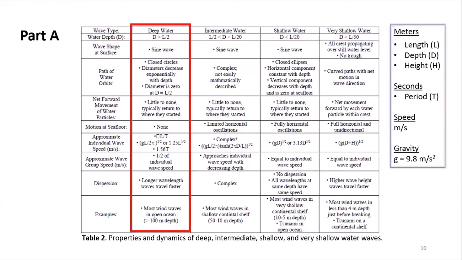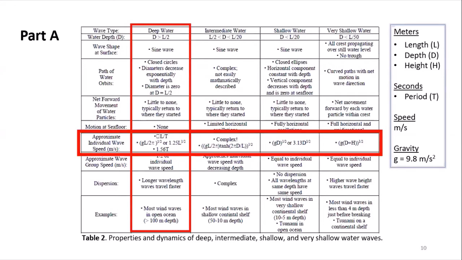For deep water waves calculations, you would use the following column. For wave speed calculations, you would use the following row.